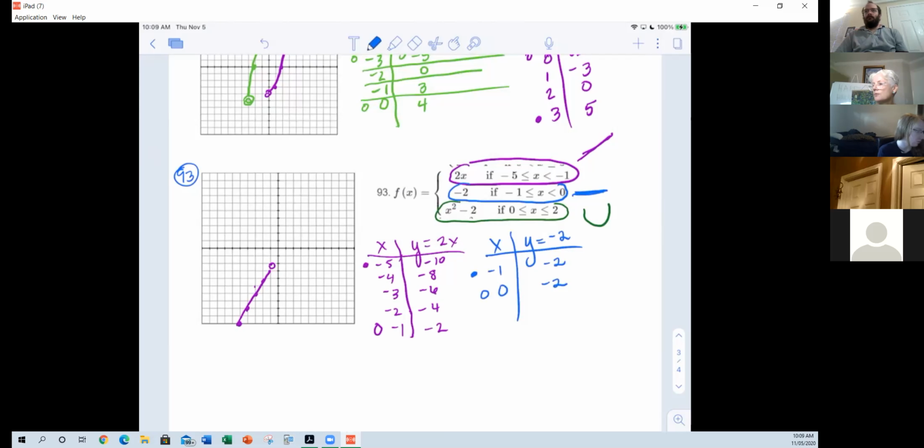No matter what number we have in there, it's going to be paired with -2 because it's constant. So -1, -2, we fill in this dot. And then 0, -2, this is not filled in. It's just that little piece right there.